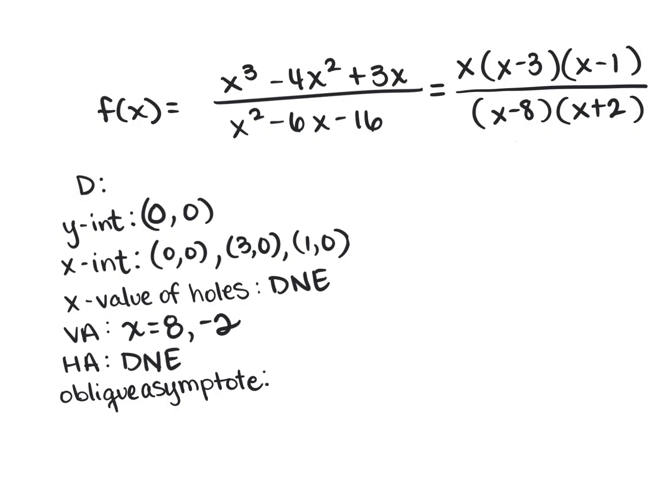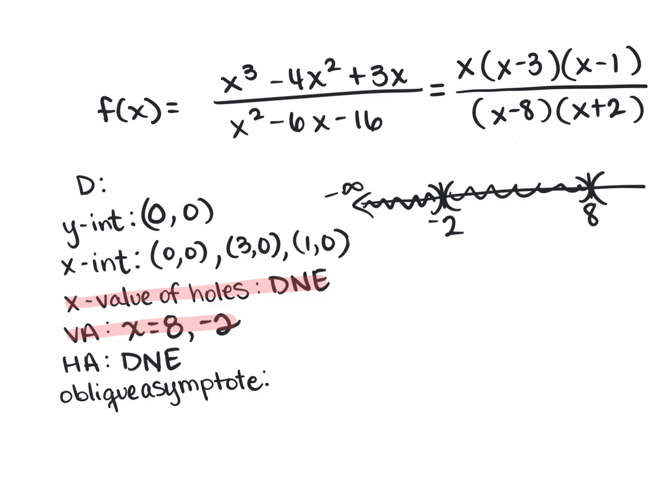So for the domain, the things that are going to need to be considered are the x values of any holes, which for us is none, and your vertical asymptotes, which do have numbers. So I need to put a -2 on here, and I need to put a +8 on there. Now, I don't have any holes, so those are the only two restrictions that I have. So that's not included, and neither is this. But that means that all of these numbers are, and also all of those numbers.